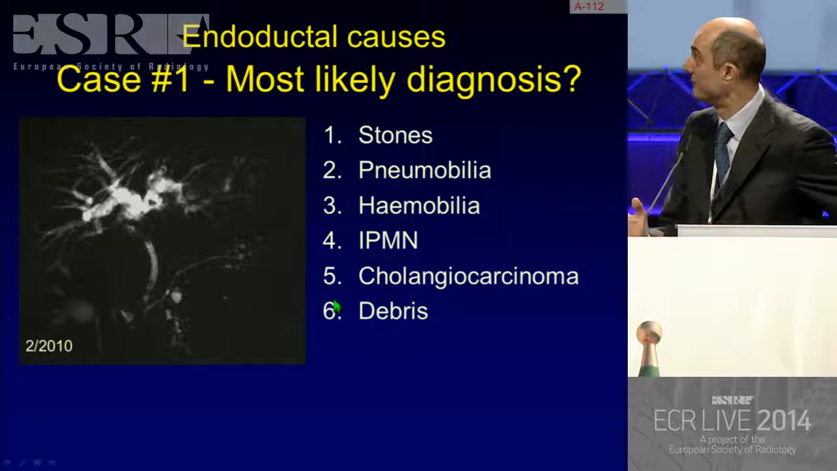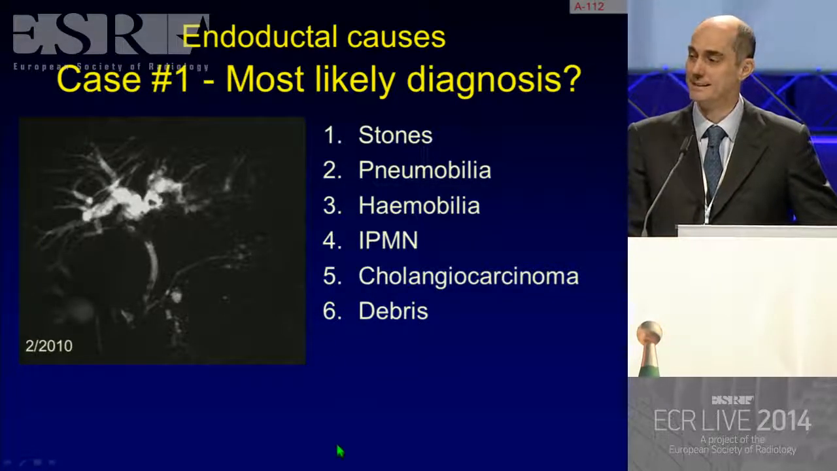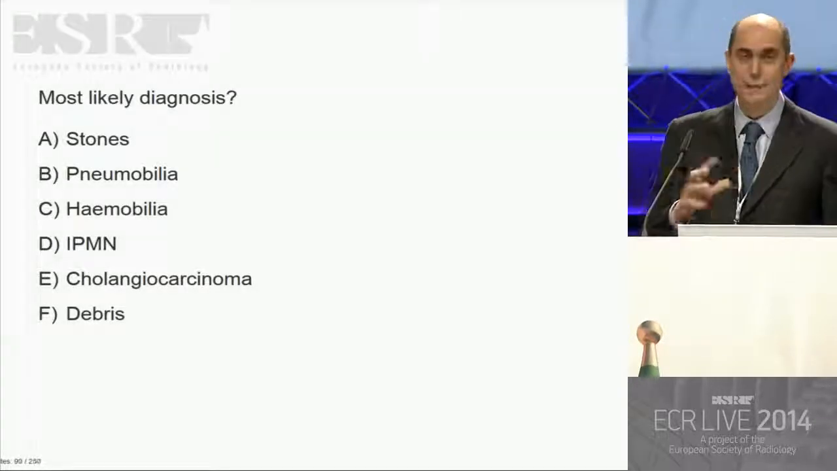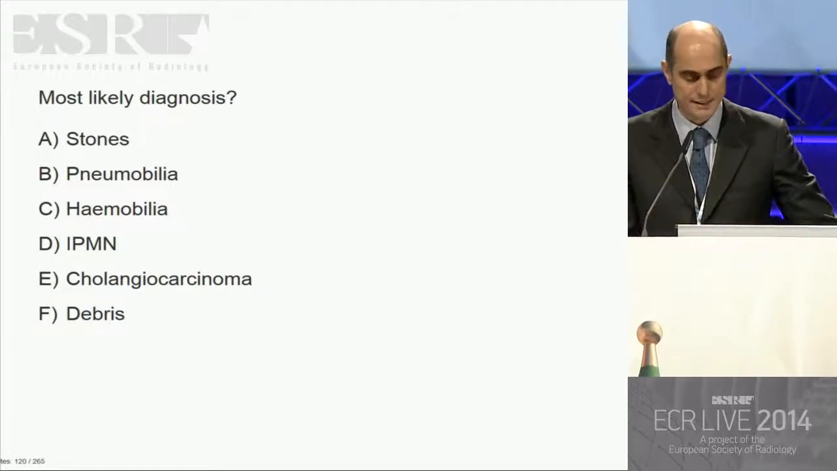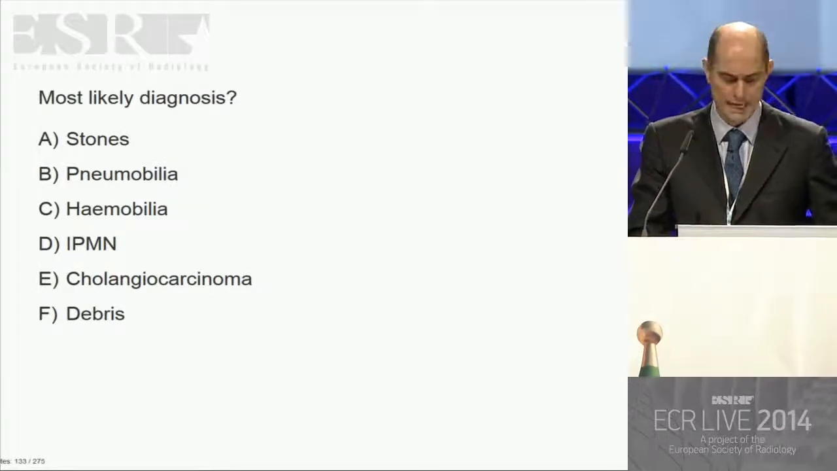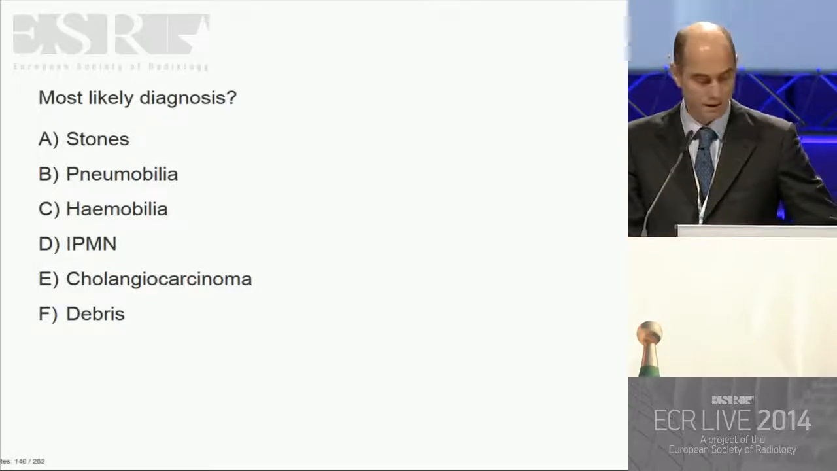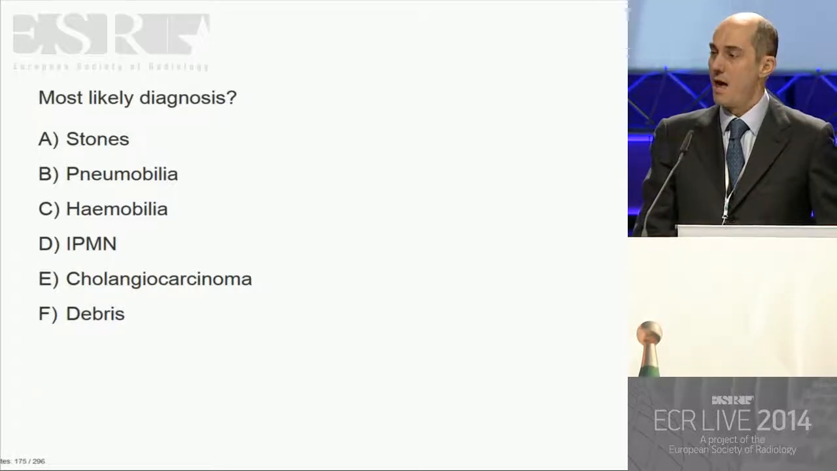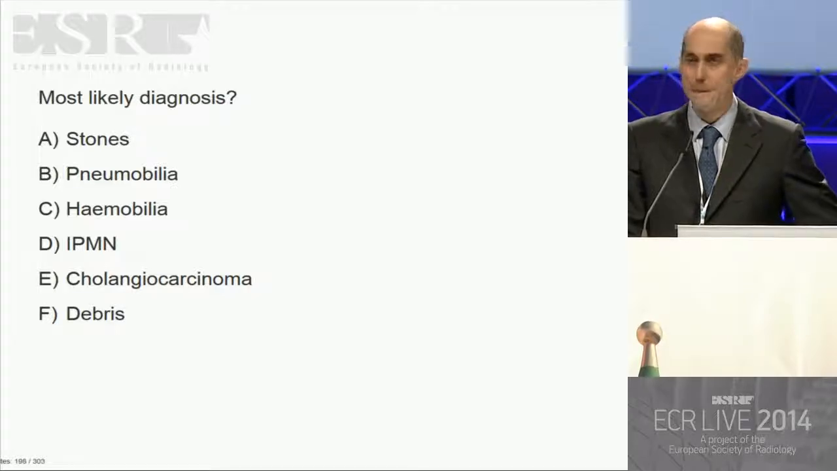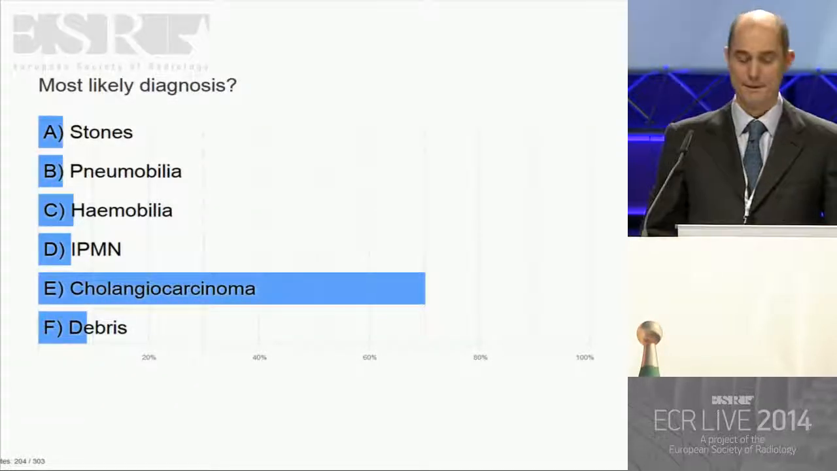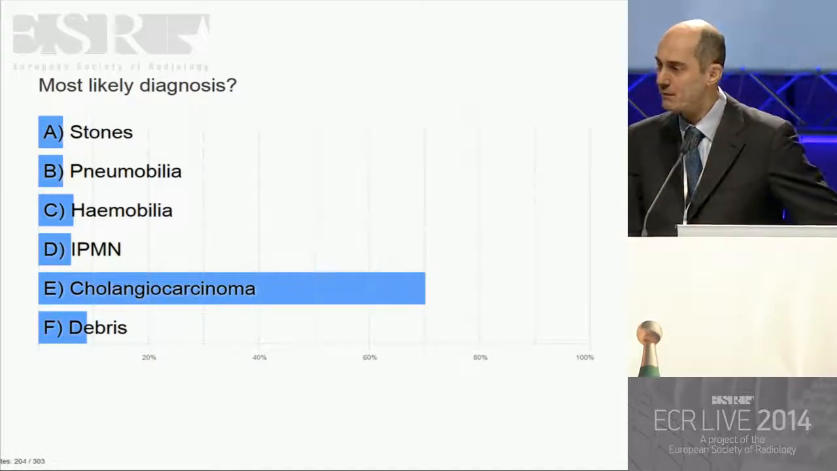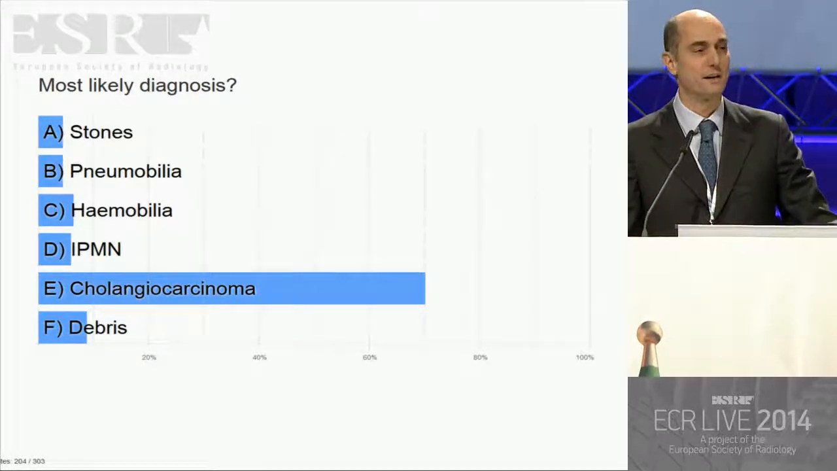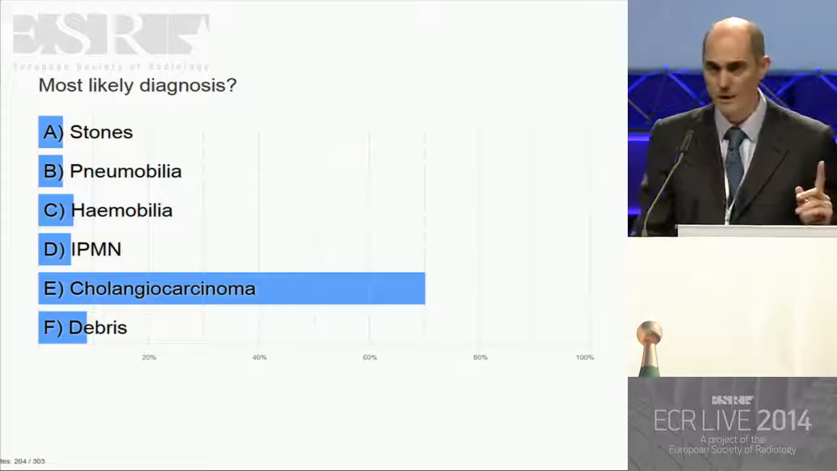May we have the slide, please? Oh, here it is. So please, do you think this case that you see on the right is a stone, pneumobilia, hemobilia, IPMN, cholangiocarcinoma, or debris? And the answer is cholangiocarcinoma. Very good. I can tell more or less 75% of you said cholangiocarcinoma. This is what I also said.